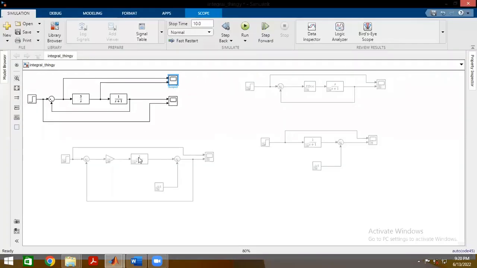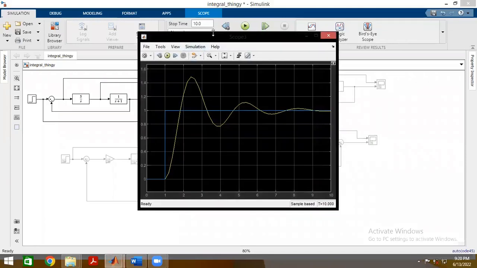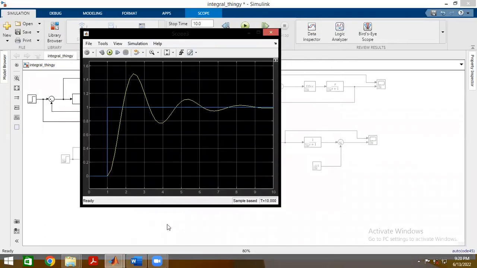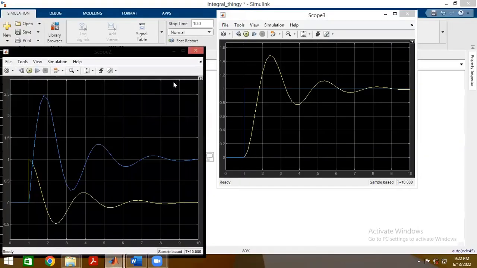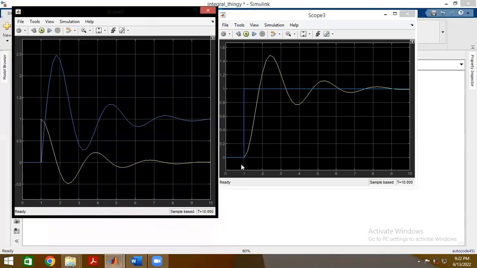All right, let's look at the output scope. Like I said, let me see if I can bring up both of them so that we have a clearer picture. There we go. All right. So our step input is the blue line over here, and our output is the yellow line that rings and does all of that.